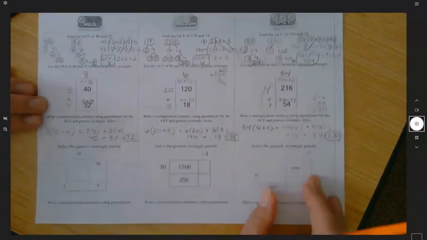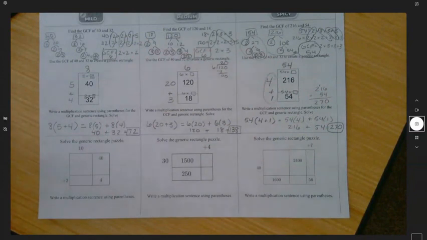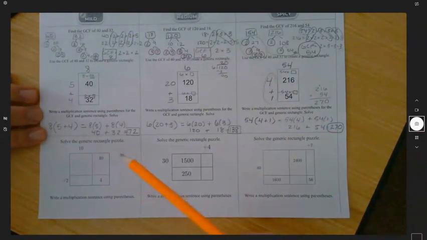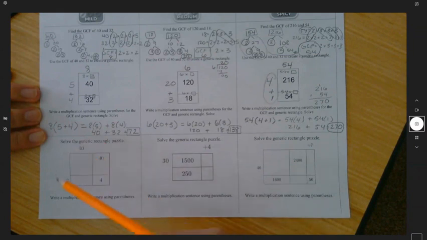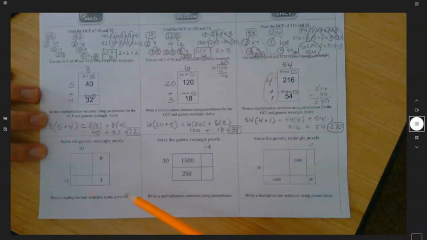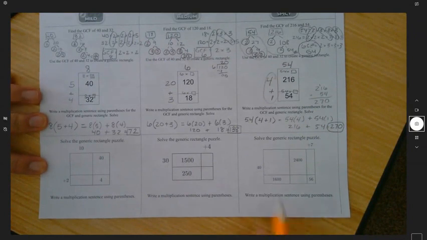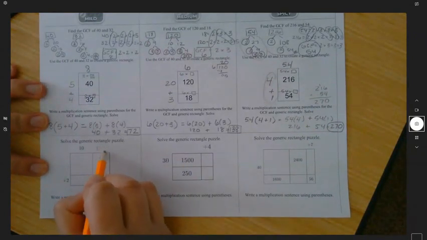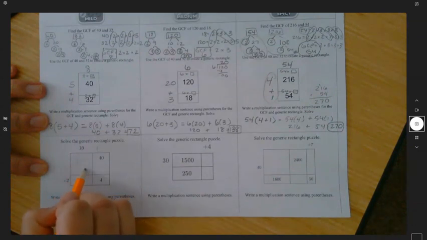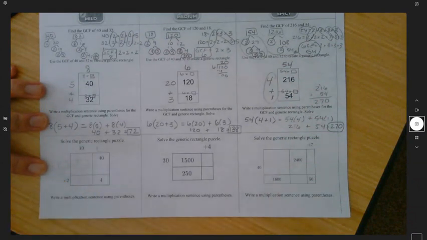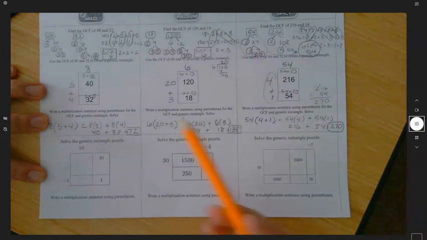All right, now we're going to move on to the bottom, or the second line, of our CYU. Here we are going to take a look at a generic rectangle puzzle and fill in the missing information, and then use that information to write a multiplication sentence using parentheses. So I know that I'm going to need a number here, a number here, a number here, and a number here. So I'm going to look for a place where I have two numbers that I could use to find a missing number. So I have a number here and a number here.